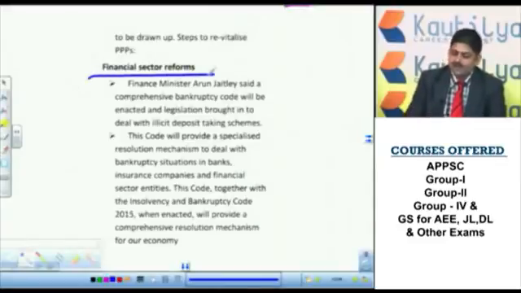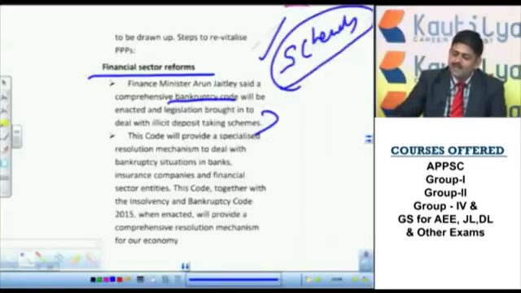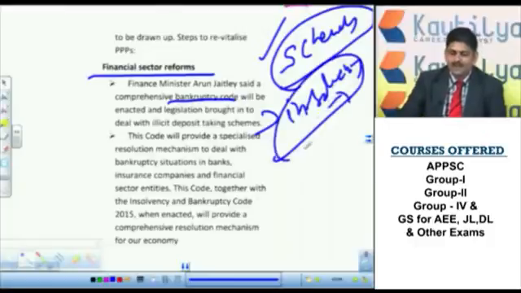Now if we move to the next one, financial sector reforms. They particularly focus on the safety and security of the finances of the poor people. So a bankruptcy code will be brought. So what is bankruptcy? In order to protect the public, they should not be deceived under various schemes, because private companies will hugely collect the amount by declaring various schemes, and then they will declare insolvency. When this happens, the poor people will be affected highly. In order to protect them, the bankruptcy code will be introduced as the finance minister proposed.